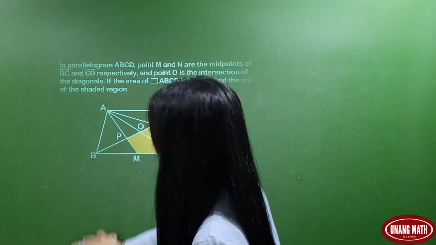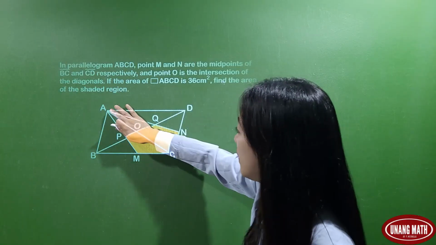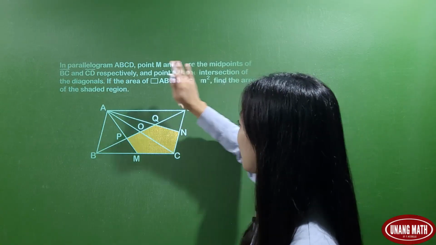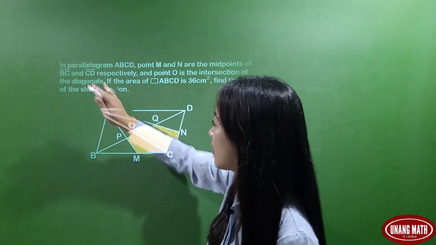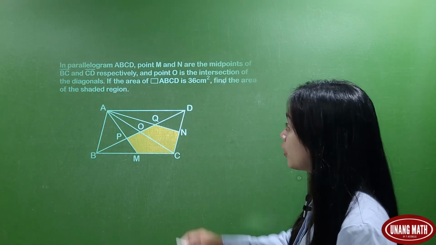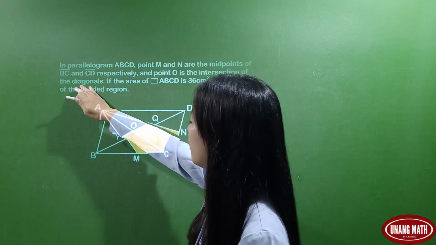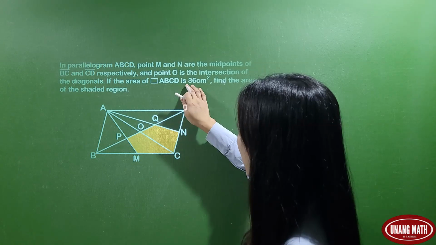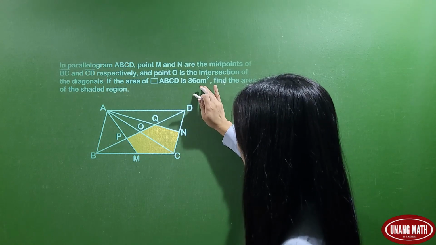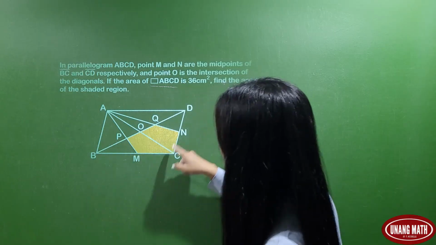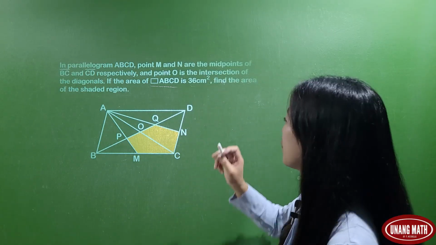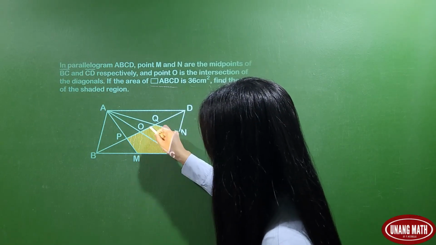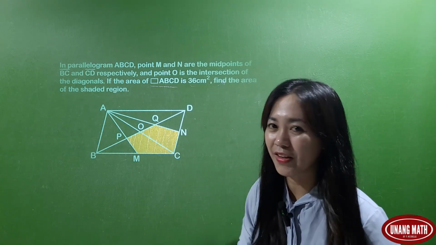According to this, in parallelogram ABCD, points M and N are the midpoints of segment BC and segment CD respectively. And point O is the intersection of the diagonals. If the area of parallelogram ABCD is 36 squared centimeters, we will find the area of the shaded region. So the shaded region is this region.